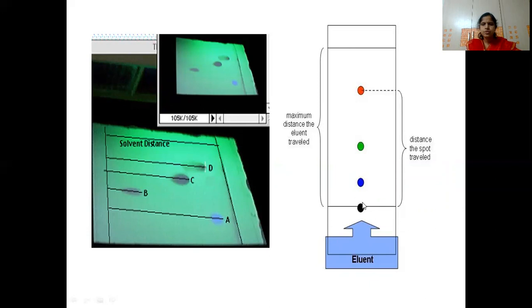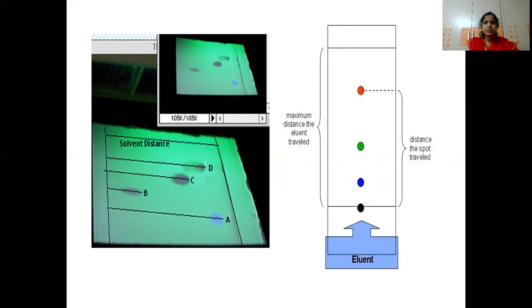Now, this is the origin line. Here the sample has been loaded. What we can see is the slide after the development. After the complete TLC procedure is done and the slide has been removed from the chamber, we can see three colored spots: red, green, and blue. These three spots are visible to our naked eye. They indicate that there are three components present in the mixture. There might be some colorless compounds also.